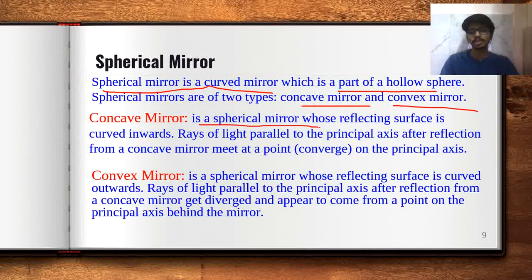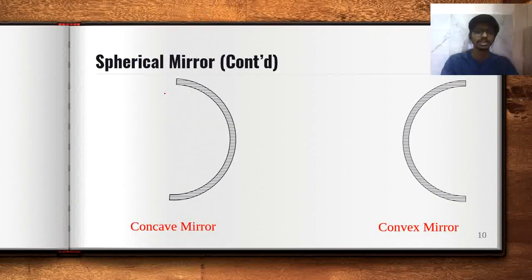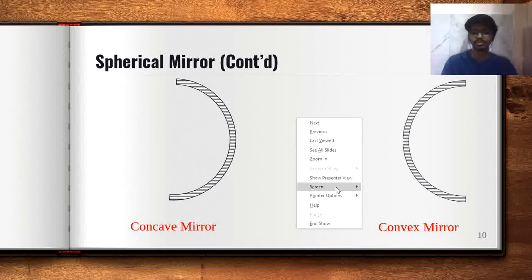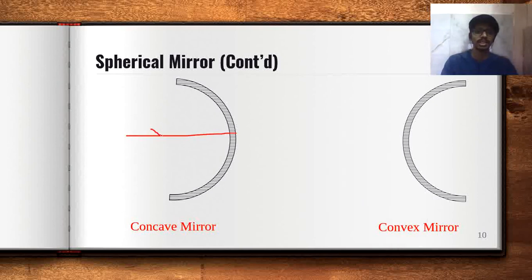A concave mirror is a spherical mirror whose reflecting surface is curved inward, and in a convex mirror, the reflecting surface is curved outward. If you see here, this is a concave mirror and this is a convex mirror. And remember, light always comes from left to right. So this is the light, coming from this side. This is the source of light.